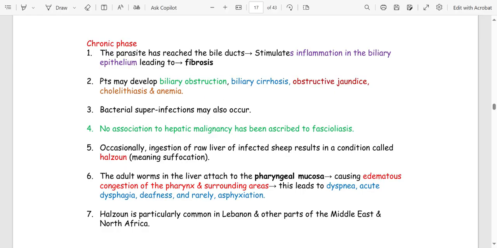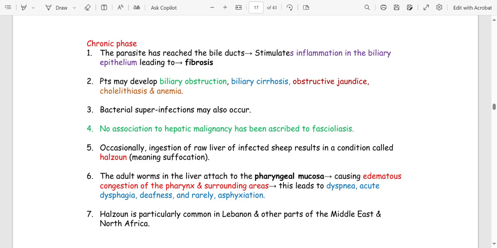There can also be cholelithiasis. These are stones in the biliary tract. Okay, and then there can also be anemia. So another thing that you see in the chronic phase is that there can be bacterial superinfection. Because of all these problems that are happening to the liver, bacteria can end up finding a privileged site, because by this time the immune system is busy trying to fight the parasite. So bacteria has found a privilege, so it can come and cause an infection, adding to the problem that's already there.